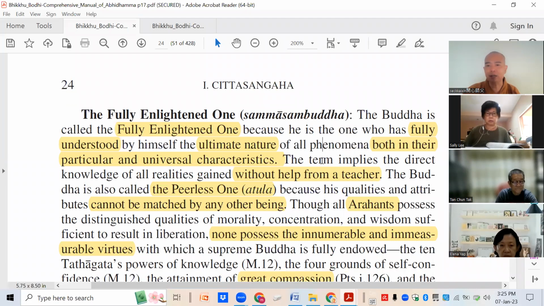It's quite hard for us to understand in this aspect without studying the Abhidhamma, you see? Both in their particular and universal characteristics. Universal characteristic means anicca, dukkha, anatta. The particular means what is the nature. Usually we use the phrase the ultimate nature of phenomena, which is very general, but actually here it means the content of chapters number 1, 2, and 6. Okay, so this is the definition for the Sammasambuddha.